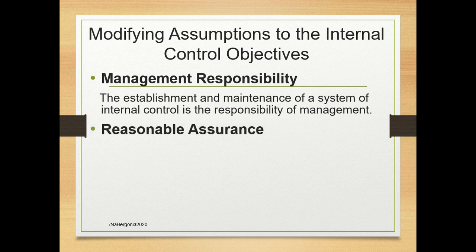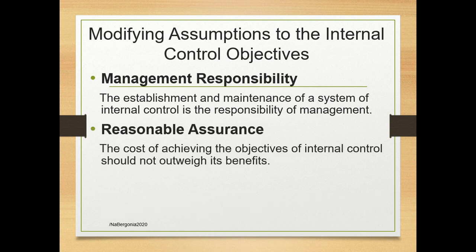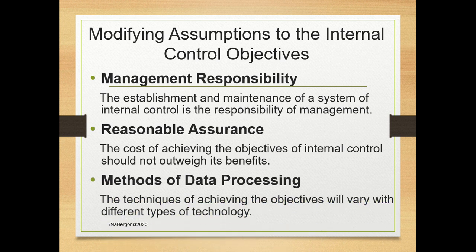Okay? There should also be a reasonable assurance. The cost of achieving an objective of an internal control should not outweigh its benefit. And lastly, in modifying assumptions, we have the methods of data processing. So, internal control should achieve the four objectives regardless of the data processing method used. The control techniques used to achieve these objectives will vary depending upon the type of technology as well as upon the type of entity. Okay, any questions so far?